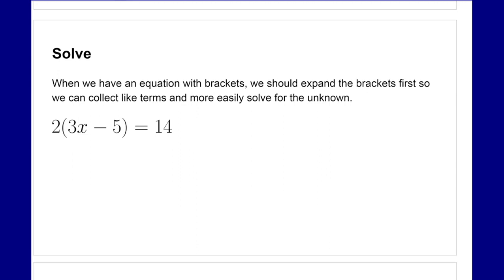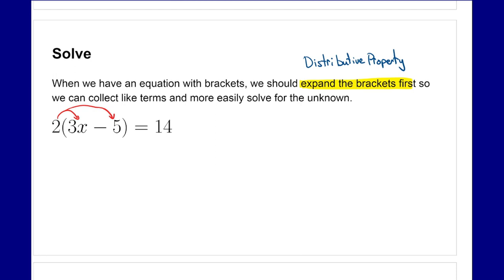we need to expand the brackets first, and then collect any like terms, so hopefully our equation is a little bit easier to solve. So expand the brackets first. This should be familiar because this is what the distributive property is. We learned the distributive property previously, right? And that was basically the number outside the bracket multiplies everything inside the bracket.